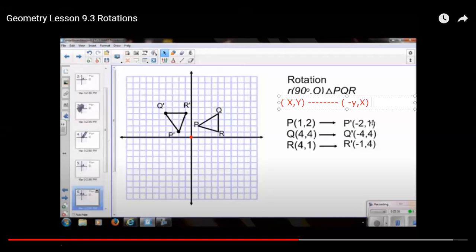Okay, so thank you. Once we want to rotate a figure around the origin by 90 degrees, we will switch, which means it was X and Y, becomes Y and X. And we will change the sign for the first. Okay, then it was X and Y.